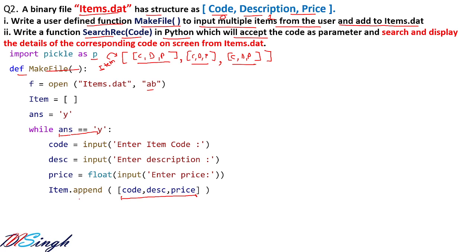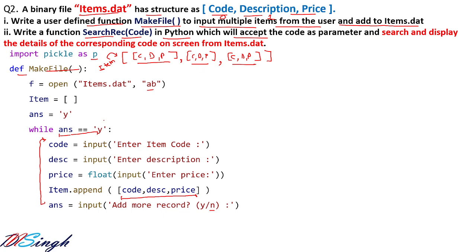Now we are going to prompt the user, asking whether you want to add more records into the file. So put y, otherwise put n. If you press y, the same code is going to be repeated till you enter something other than y. As soon as you enter anything other than y, the loop is going to be terminated. And once we terminate this loop, we have the items list with records inside it, which are also in the form of lists. So this will become a list of lists.